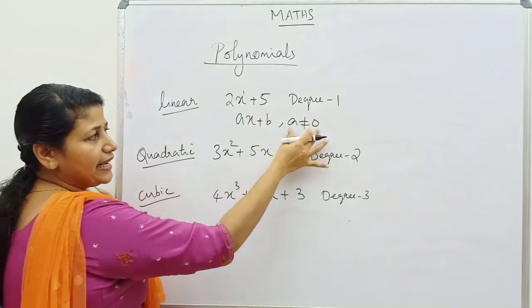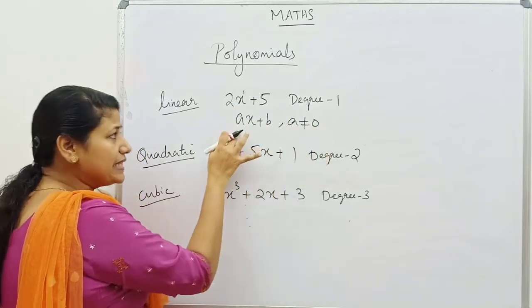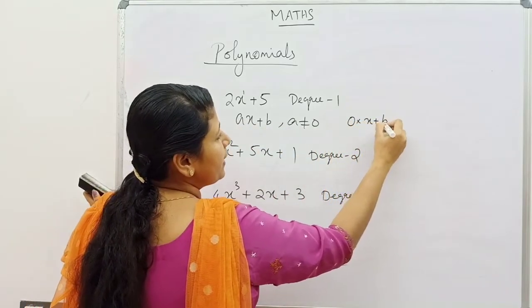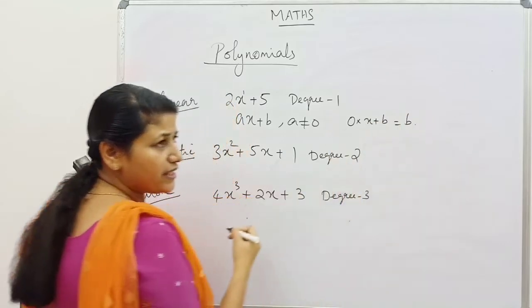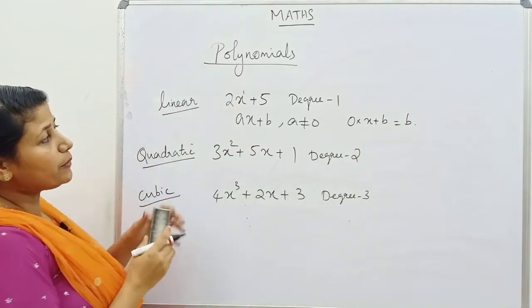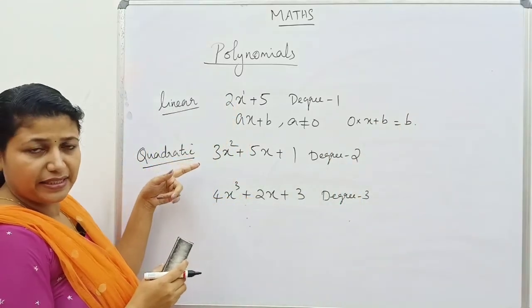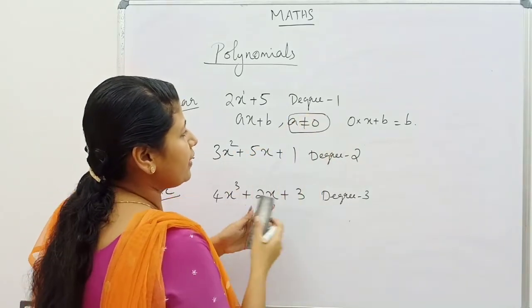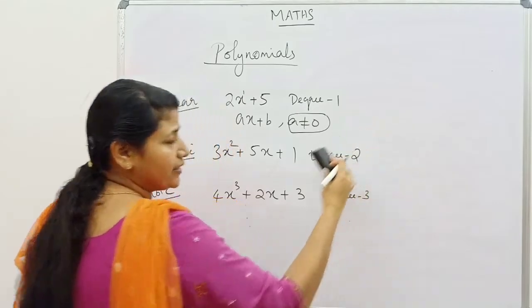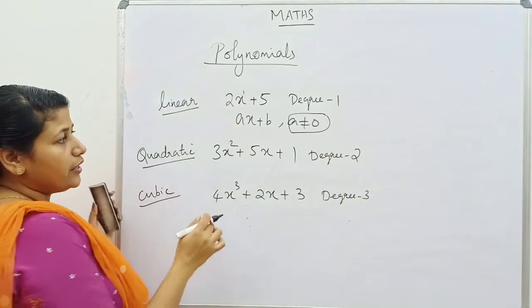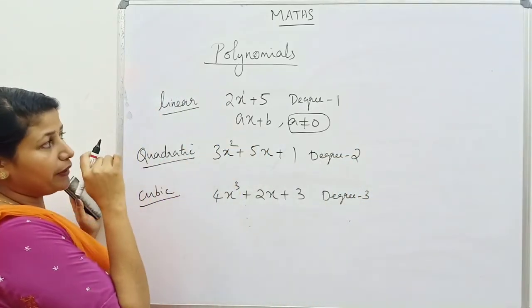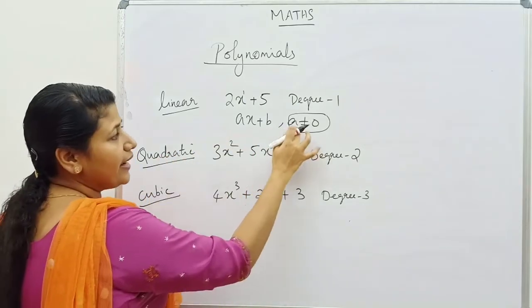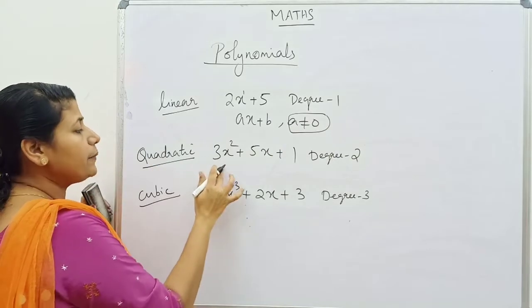What is meant by this a cannot be equal to 0? If a is equal to 0, then you will get 0 into x plus b, which will be b. B is a constant. This is not at all a polynomial with degree 1. Am I right? So this is a must condition. It should be there. Otherwise, it's not right. Whenever you are writing the general equation of a polynomial, you must write that a not equal to 0.